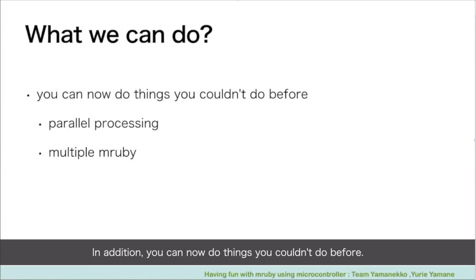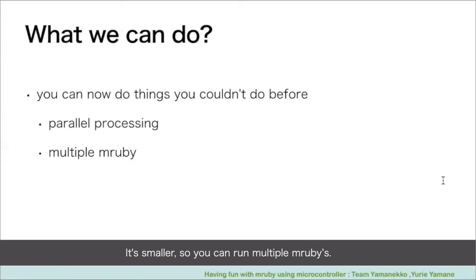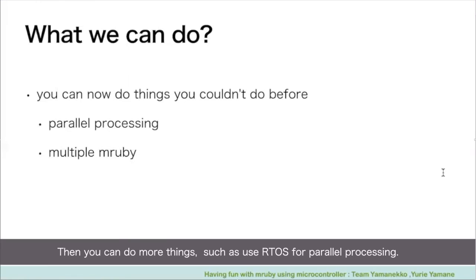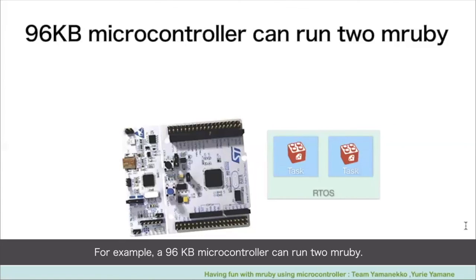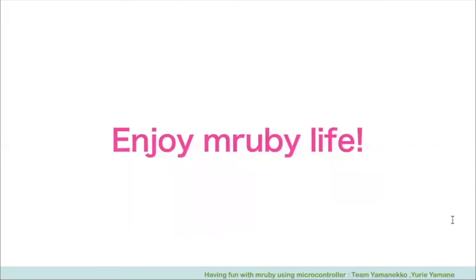In addition, you can now do things you couldn't do before. It's smaller, so you can run multiple mruby. Then you can do more things, such as use RTOS for parallel processing. For example, a 96 kilobyte microcontroller can run 2 mruby. That's all. Thank you for coming and let's enjoy mruby.